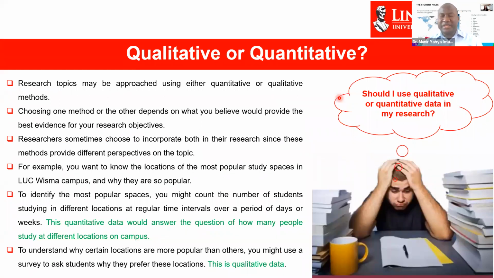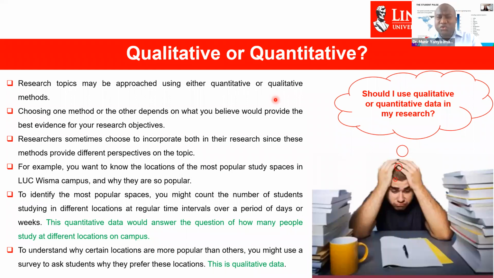For qualitative data, you may be thinking, which one should I use in my research? I have another example that explains more what I was about to say. Research topic may be approached using either quantitative or qualitative methods. Choosing one method or the other depends on what you believe will provide the best evidence for your research objectives. Researchers sometimes choose to incorporate both in their research, since this provides different perspectives on the topic. So it depends on the nature of your research. Sometimes you may combine the two, sometimes you may just use only one.